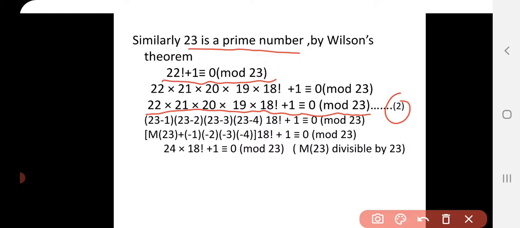Now 22 can be written as 23 minus 1, 21 can be written as 23 minus 2, and so on. So this can be written as a multiple of 23 plus (minus 1) times (minus 2) times (minus 3) times (minus 4) times 18 factorial, plus 1 congruent to 0 mod 23, or 24 times 18 factorial plus 1 congruent to 0 mod 23.